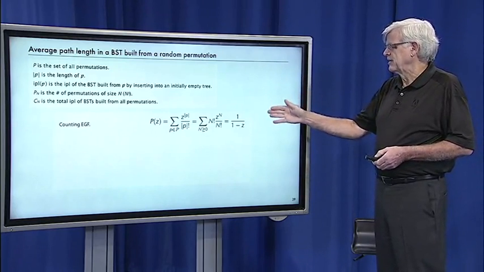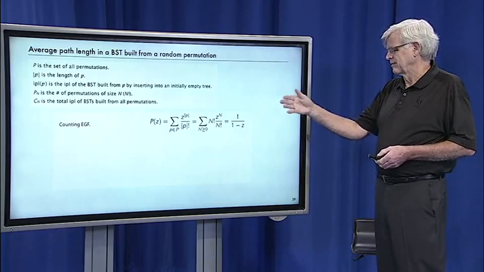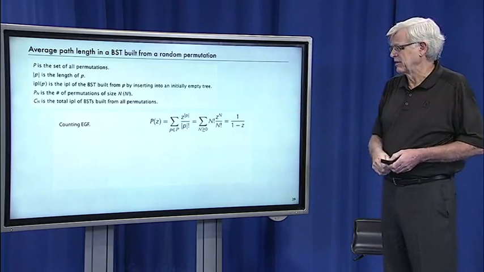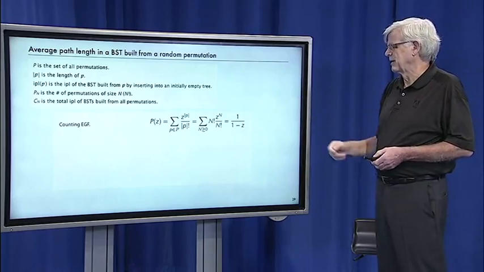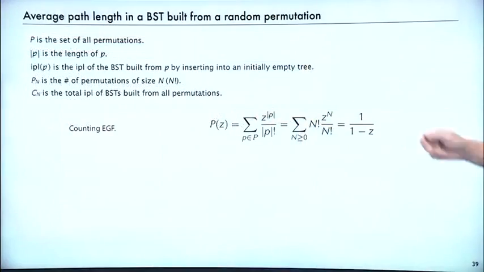So now our counting EGF is a simple one. That's the basic EGF for permutations. It's just 1 over 1 minus z. We have an n factorial involved, but that's our number of permutations, so that cancels out.